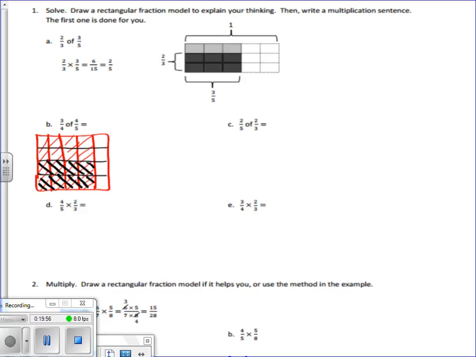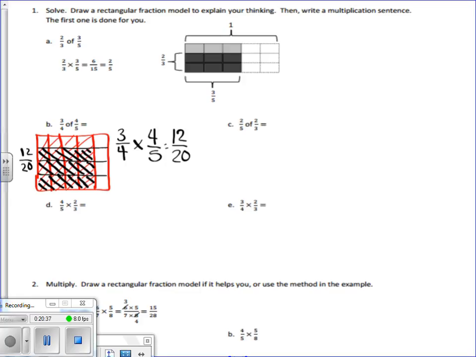1, 2, 3. Then counting the pieces: 1, 2, 3, 4, 5 and on up to 20. And counting the shaded ones: 1, 2, 3, 4, 5, 6, 7, 8, 9, 10, 11, 12. 12 20ths is what I've got double shaded. I don't have any room over here to do it. Okay, 3/4 times 4/5. 12 20ths.